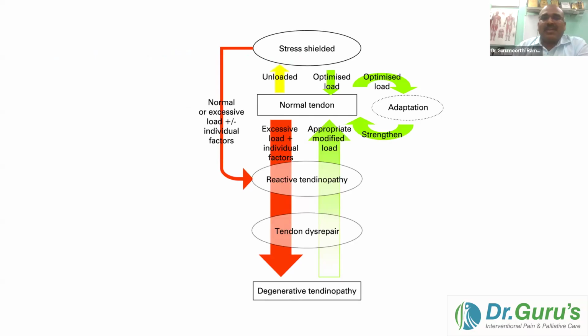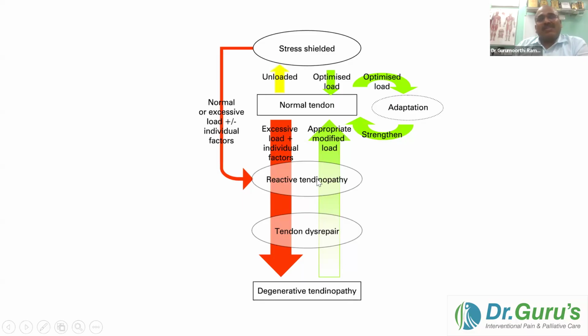So this is the spectrum of things which happens in tendinopathy. Whenever you are doing a normal activity, a normal load, whenever you're walking for 5 kilometers routinely, okay, your tendon will be normal. Whenever you are giving an excessive stretch, it will go through 3 phases. One is called reactive tendinopathy. The second one is tendon disrepair. Finally, it is called degenerative tendinopathy. What happens in reactive tendinopathy? It happens whenever you give a sudden load, for example, if I climb 10 floors in a day immediately, yes, I will have reactive tendinopathy.